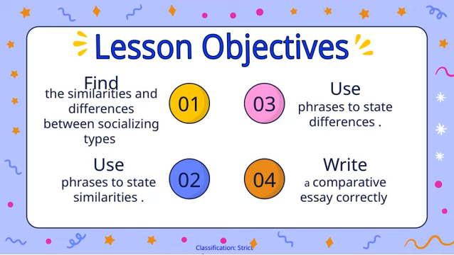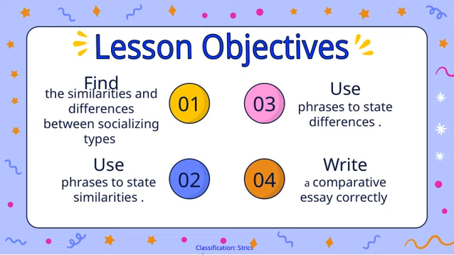Let's start by understanding how to identify the similarities and differences between socializing types. First, we want to find common features that these types share, as well as what sets them apart. To do this effectively, we need to use specific phrases that clearly state similarities, like both types involve, or similar to. Similarly, when discussing differences, we use phrases such as unlike or whereas.